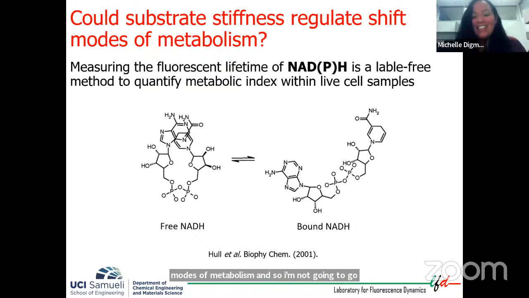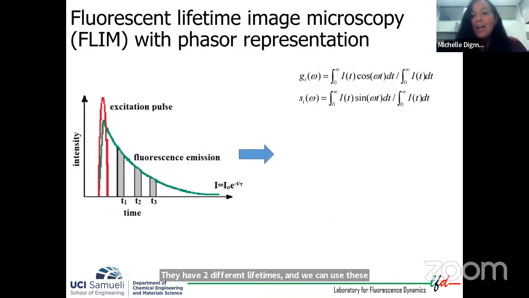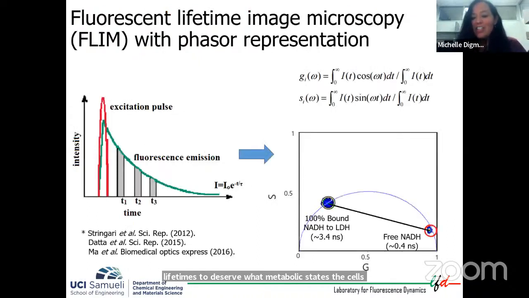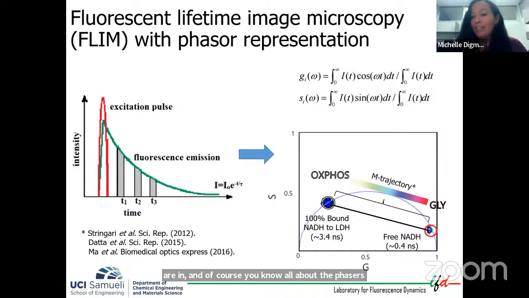I'm not going to go all into the FLIM because you already had a whole day of FLIM lectures and the phasors on FLIM, but it's important to note that the autofluorescence signal, as Suman mentioned, we're looking at just autofluorescence. We're not adding anything to the cell. This is the NADH in the free conformation and the bound conformation. They have two different lifetimes, and we can use these lifetimes to discern what metabolic states the cells are in. And of course, you know all about the phasors now. And you can calculate the fractional contribution of free to bound NADH, giving you a metabolic trajectory for the cell.